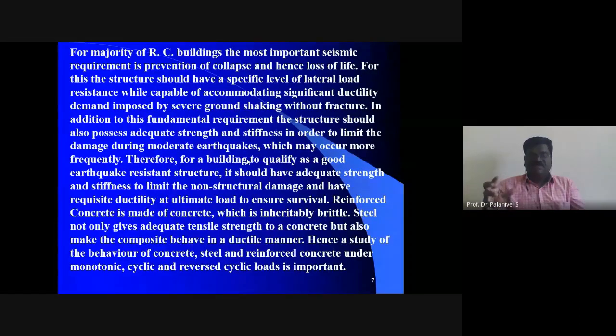Therefore, for a building to qualify as a good earthquake-resistant structure, you should have adequate strength and stiffness to limit the non-structural damage and have requisite ductility at ultimate load to ensure survival. Reinforced concrete is made of concrete which is inherently brittle. Steel not only gives adequate tensile strength to concrete, but also makes the composite behave in a ductile manner. Hence, a study of the behavior of concrete, steel, and reinforced concrete under monotonic, cyclic, and reversed cyclic load is important.